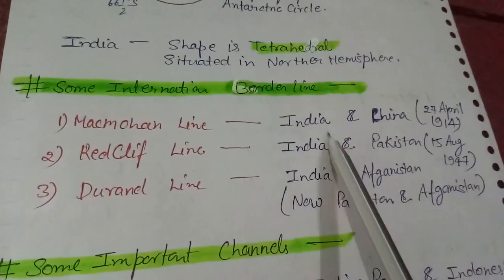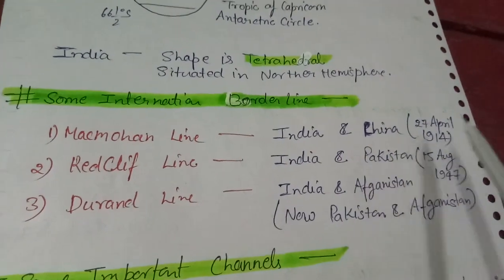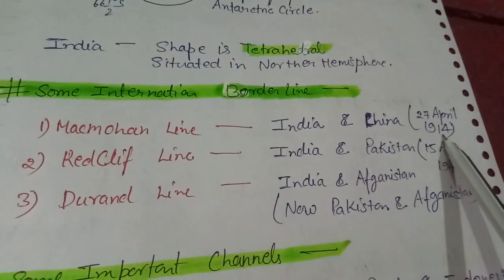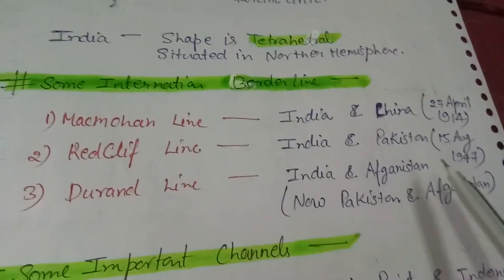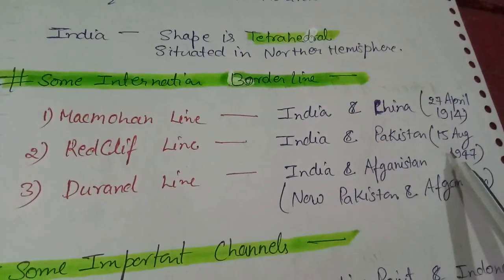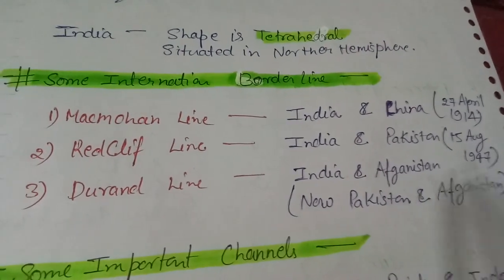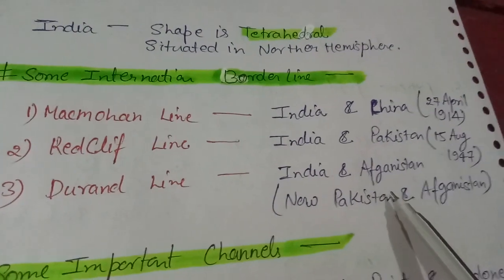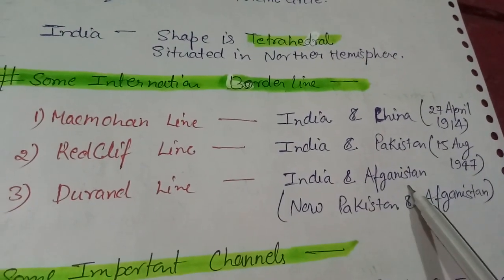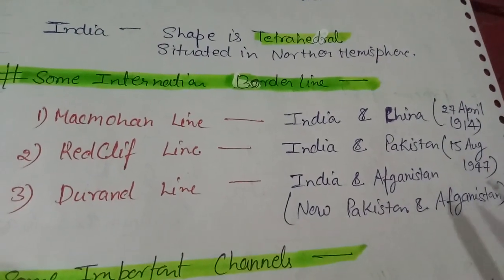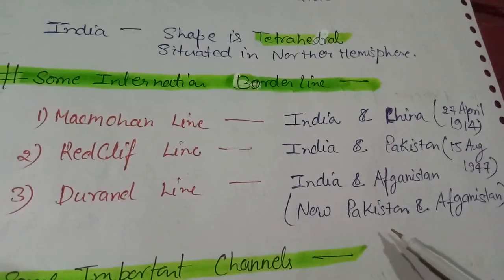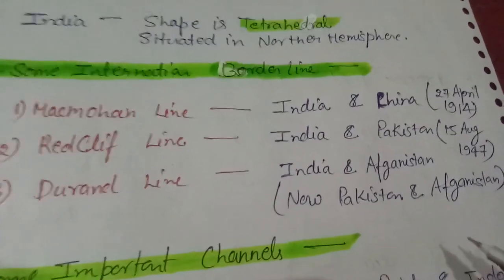McMahon Line lies between India and China, which was decided on 27th April 1914. Radcliffe Line lies between India and Pakistan, which was decided on 15 August 1947. Durand Line was between India and Afghanistan before the division of India. After that, now it is between Pakistan and Afghanistan.